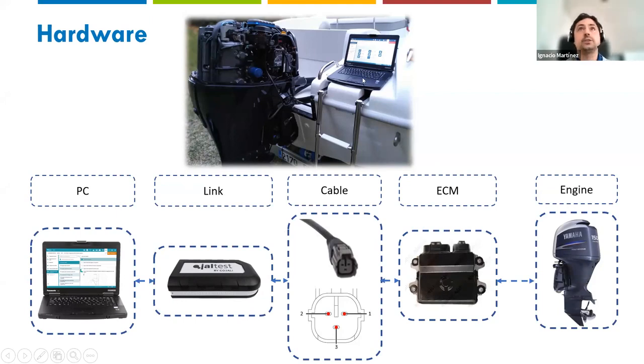software installed. Okay, so here we can see a bigger image, a real image. It's the computer. It is wirelessly connected to the link interface. We have the cable. It's connected to the ECM. We don't see it here. It's on the inside, and then there is the engine. So this is a typical structure.